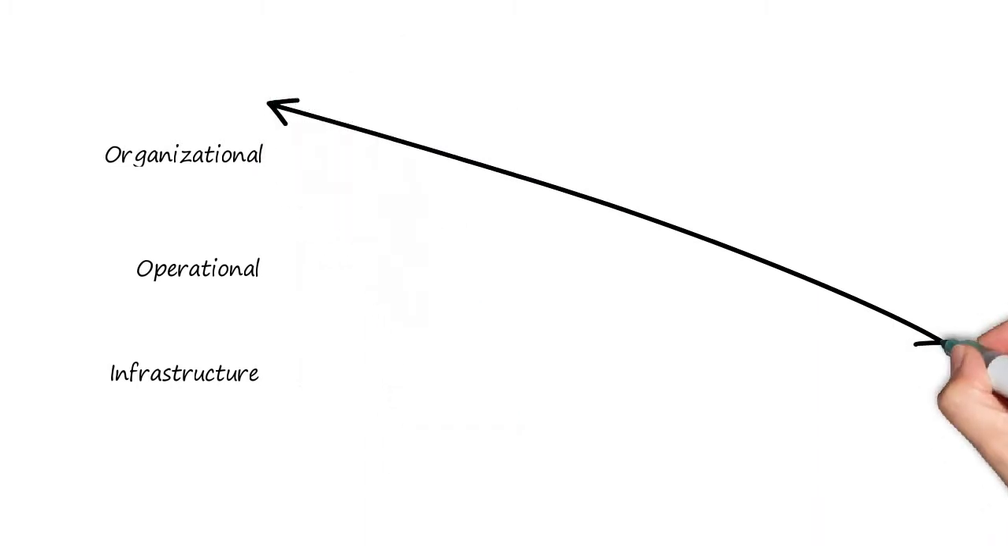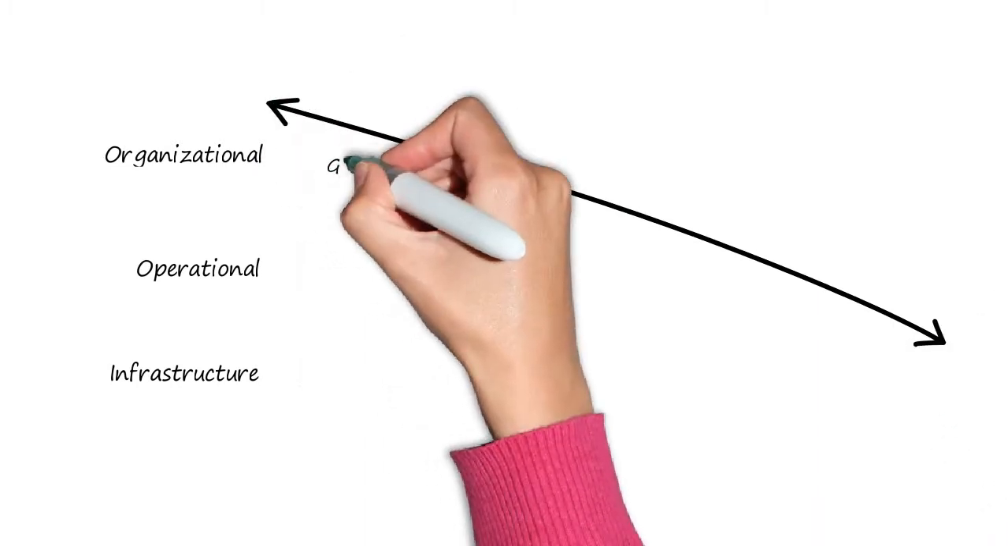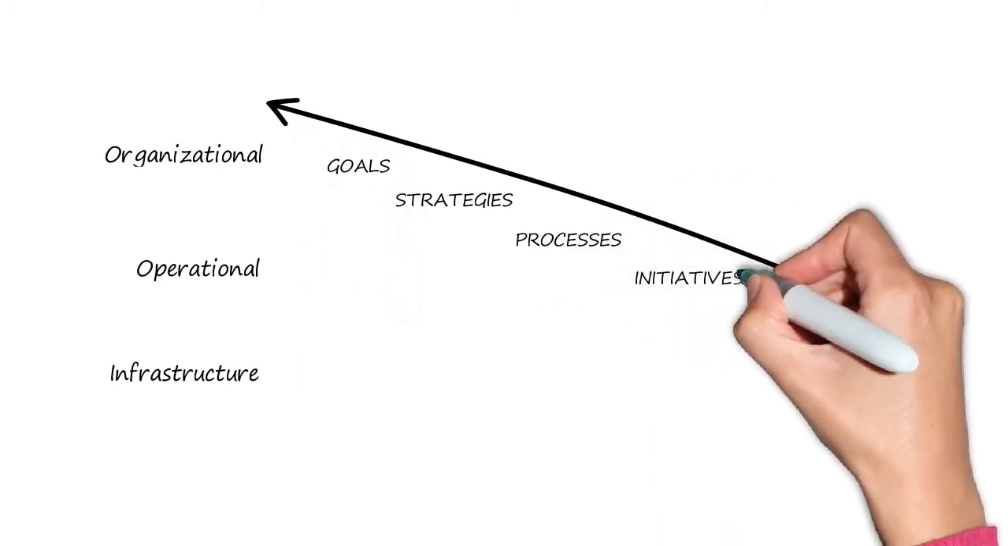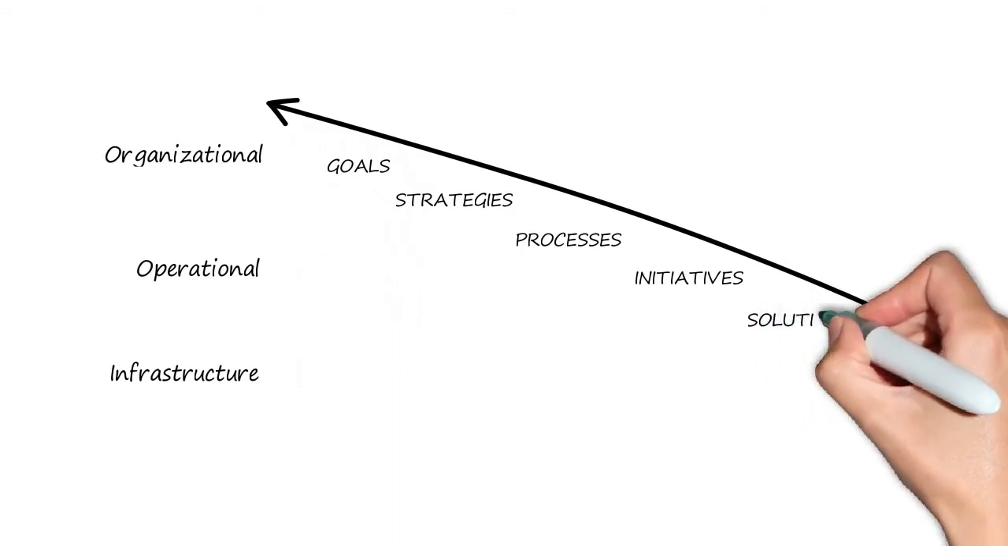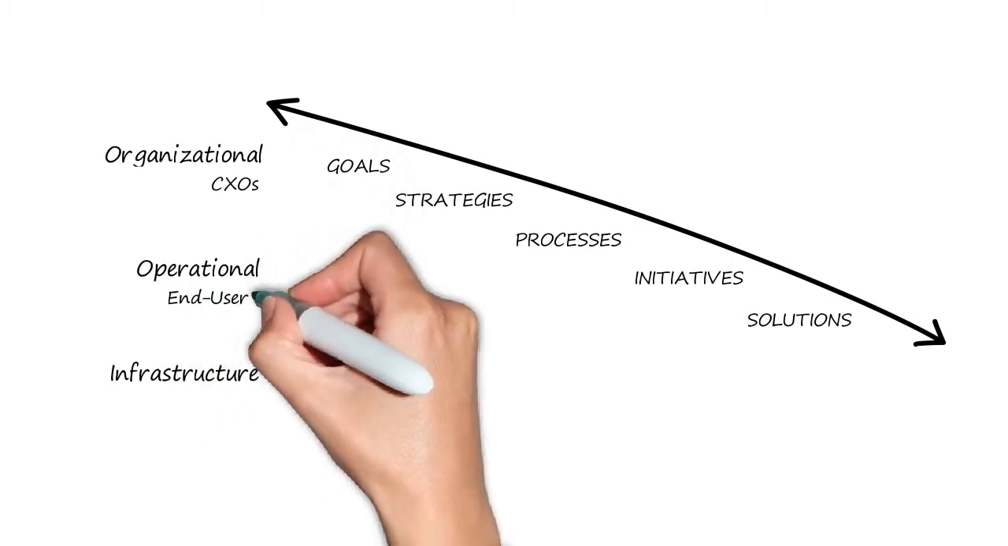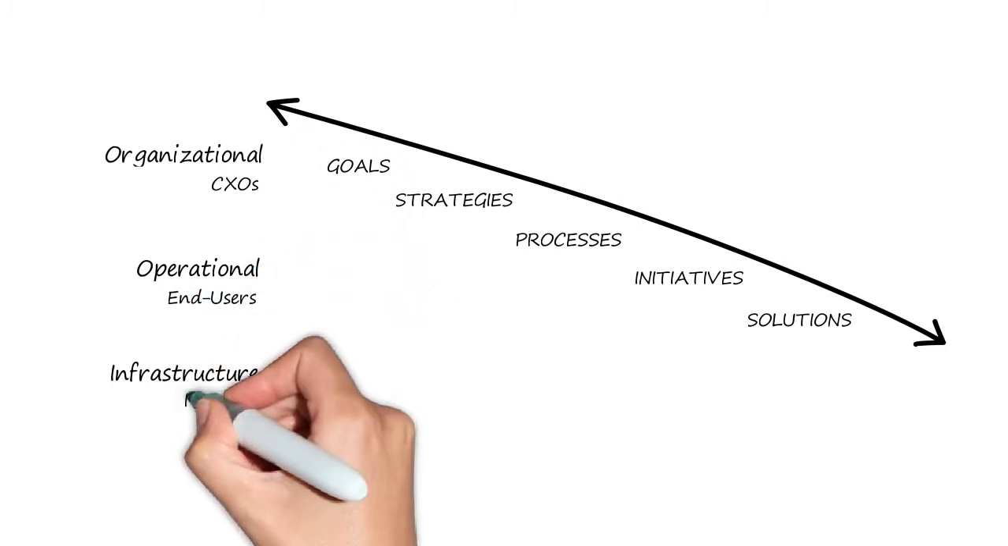Creating and using an alignment of priorities is easy. It starts with drawing a diagonal two-sided arrow. Traversing from left to right represents aligning from overarching organizational priorities to operational priorities to the specific key initiatives and solutions under consideration. Each step along the way is important as it conveys and communicates the priorities from three different and equally important categories of stakeholders: organizational, or CXOs, operational end users, and infrastructure executives within IT and HR.